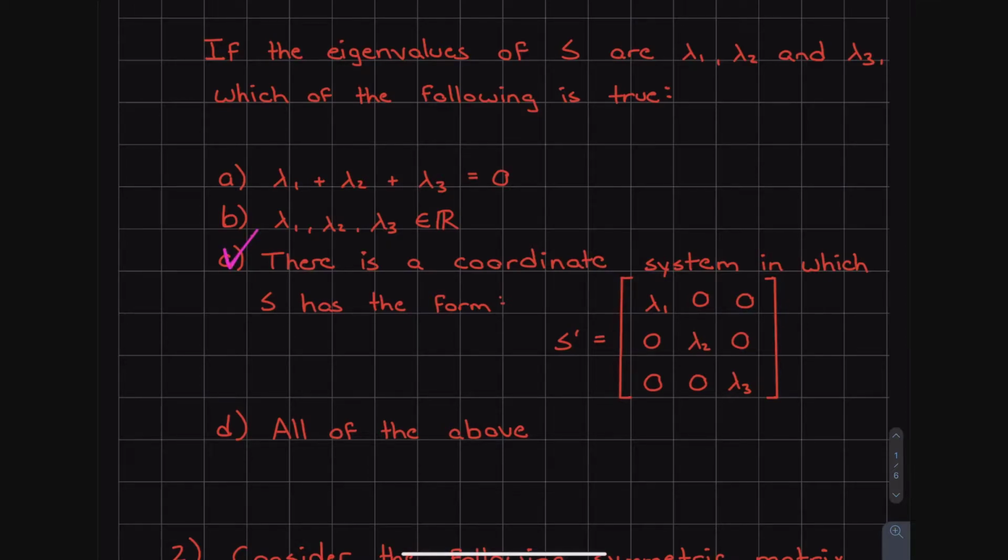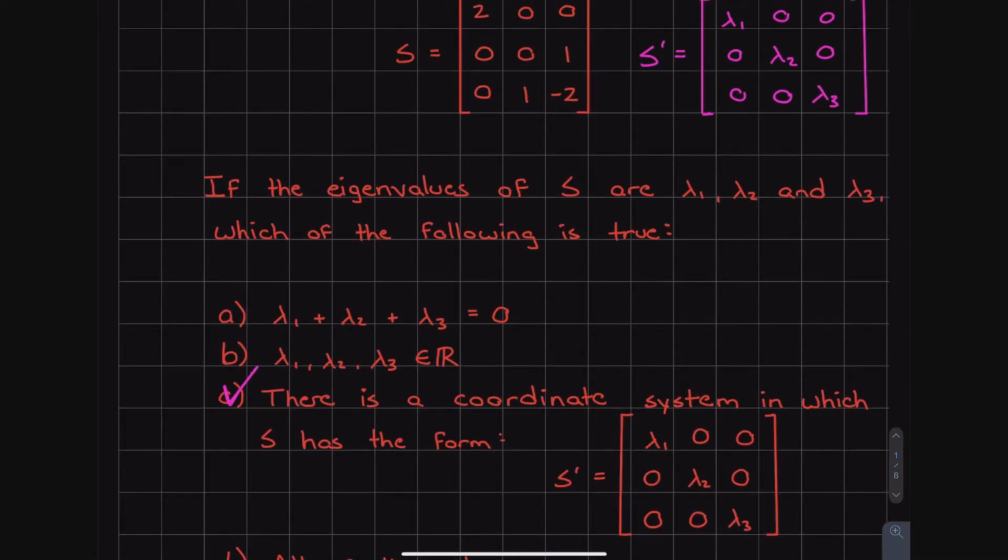The second thing that we can do is look at part B, which says lambda 1, lambda 2, and lambda 3 are real numbers.